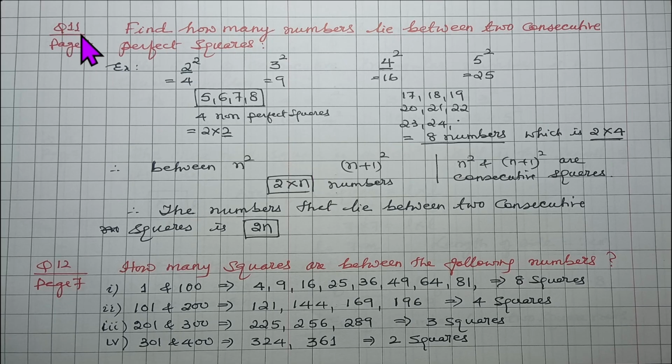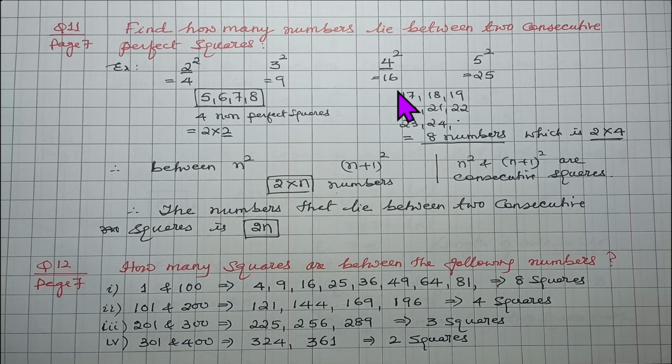A very interesting and important way of finding it. Now come to the next question, question number 11, page 7. Find how many numbers lie between 2 consecutive perfect squares. For example, we have 2 consecutive square numbers here, 2 square and 3 square. 2 square is 4, 3 square is 9. Between 4 and 9 we have got 5, 6, 7, 8, which are non-perfect squares. Therefore 2 into 2 is 4 non-perfect squares. Take 4 square and 5 square. 4 square is 16, 5 square is 25. The numbers between 16 and 25 are 17, 18, 19, 20, 21, 22, 23, 24.